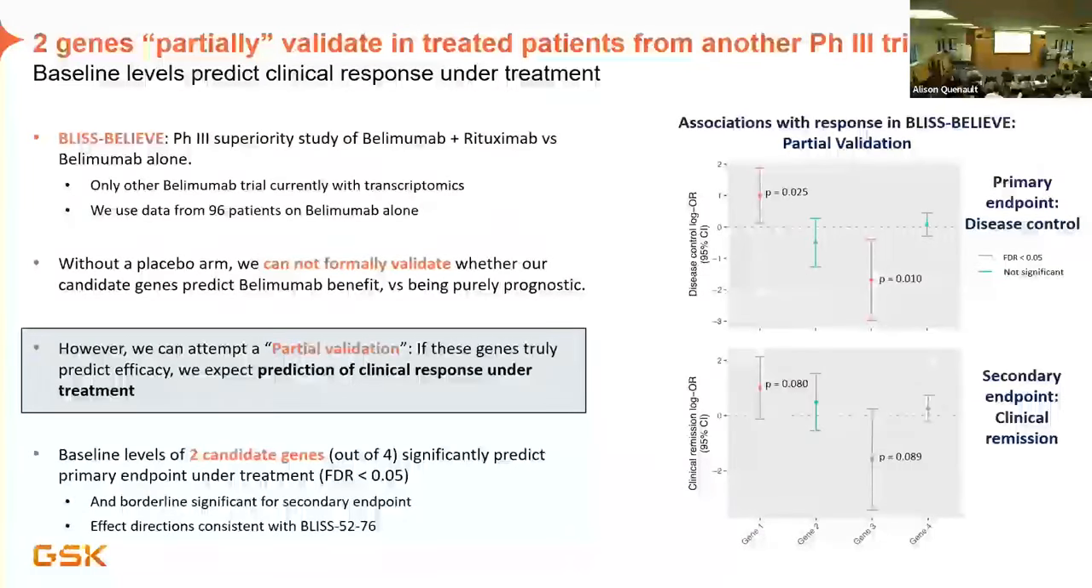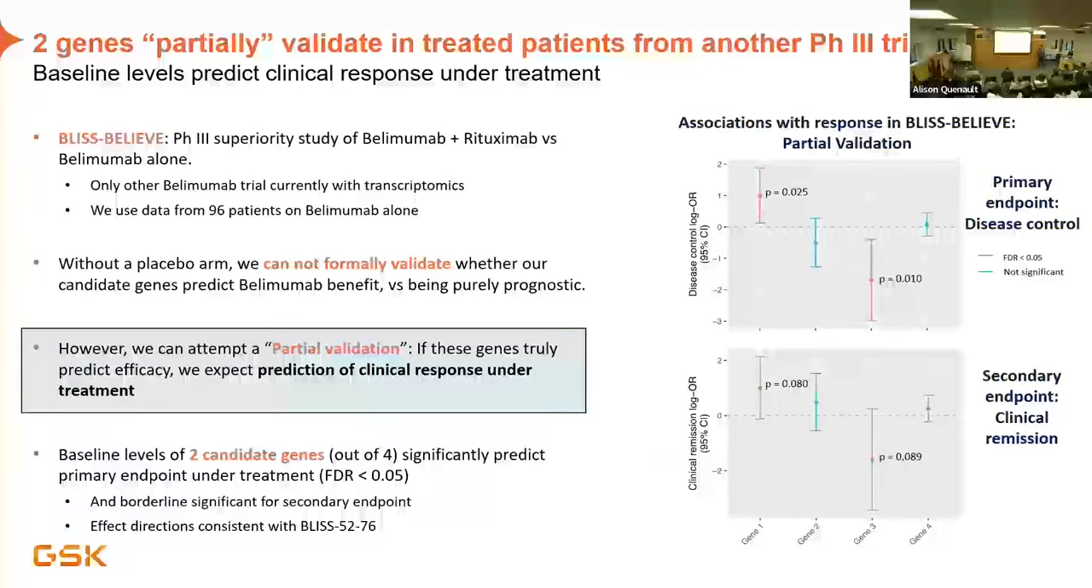So although there are 5 randomized trials within the company of this treatment, only one has so far had transcriptomics applied. There is another trial, which was a superiority study, studying the effect of belimumab with rituximab, which is an alternative SLE treatment, but there's no comparator placebo arm in that trial. But this is the only other trial where we have transcriptomics available. So I've attempted here what I'm calling a partial validation. We can't validate the true predictive effect of these genes without a placebo arm.